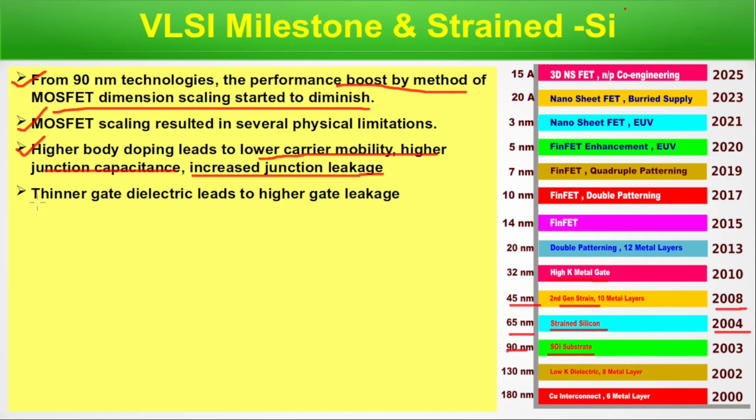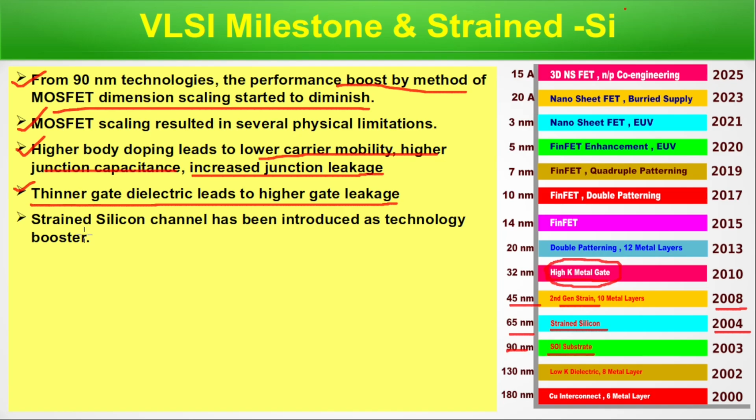Thin gate dielectric leads to higher leakage current. Thin gate dielectric and higher gate leakage, that is a scaling related issue. As we move to lower nodes, gate dielectric becoming more and more thin, the gate leakage current becomes very predominant. And at 32 nanometer, we replace the conventional dielectric material, that is silicon dioxide, with high K material. We have already discussed that part, this higher gate leakage current and high K, in our high K episode. So strained silicon channel has been introduced as technology booster.